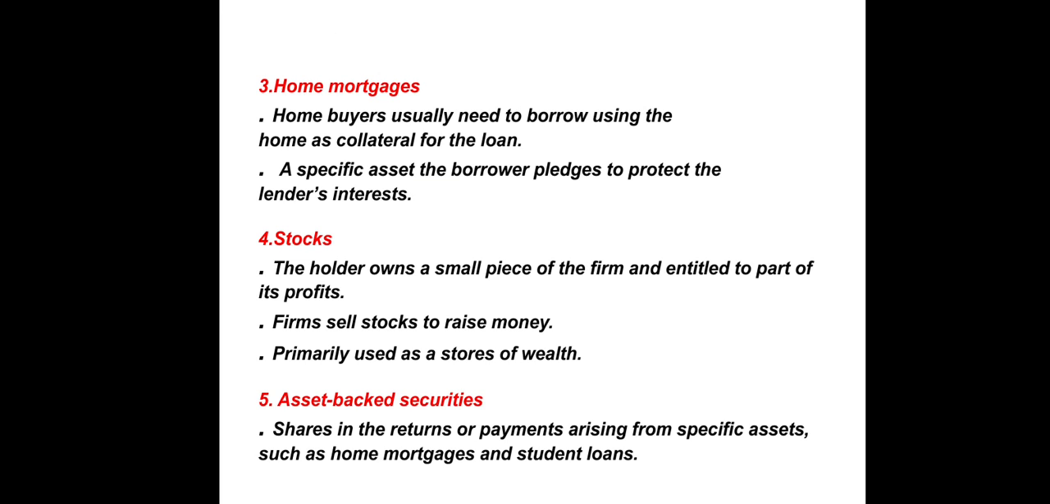Fourth one is stock. The holder owns a small piece of the firm and is entitled to part of its profit. In that, the firm sells stock to raise money, primarily used as a source of wealth. Fifth one is asset backed securities. Shares in the return or payment arising from specific assets such as home mortgages and student loans.